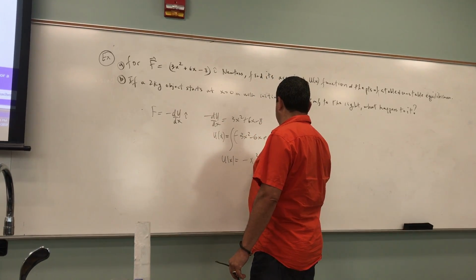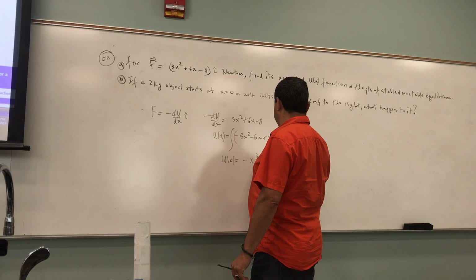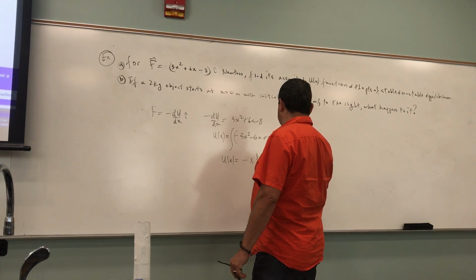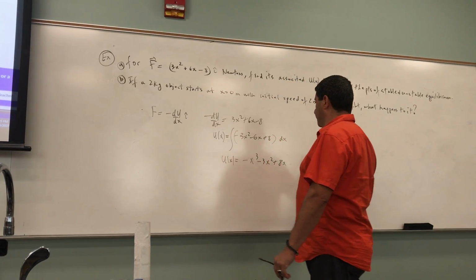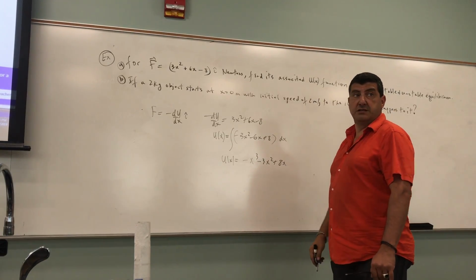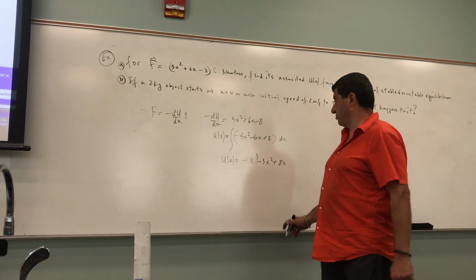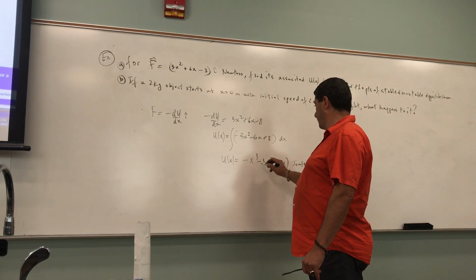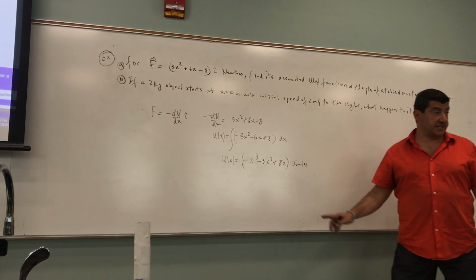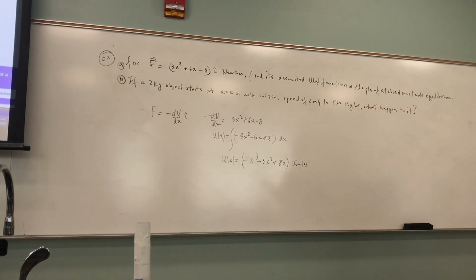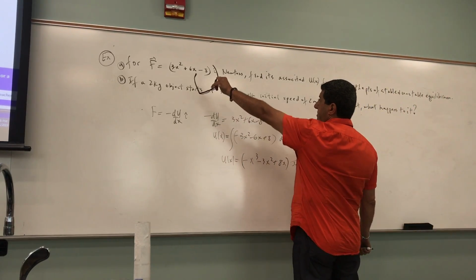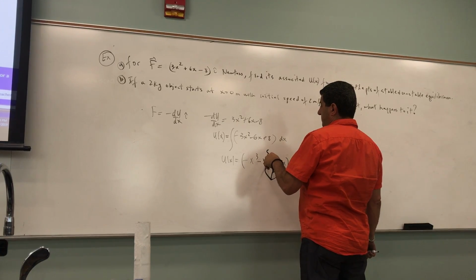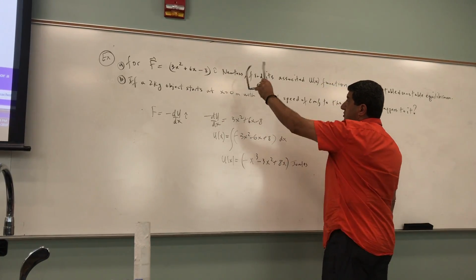Negative x cubed minus 3x squared plus 8x plus a constant. But since they don't tell us anything, we can just set the constant equal to 0. So, joules. In other words, if you did it right, if you take the negative derivative of that, you should get the force again, right? Negative the derivative of this, you're gonna get that, and negative the derivative of this, you're gonna get that, right?